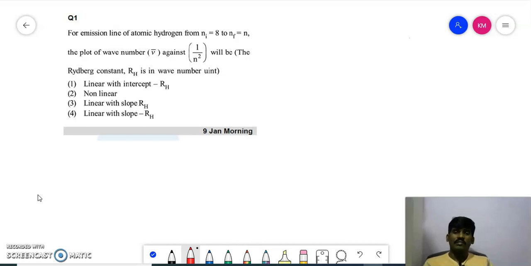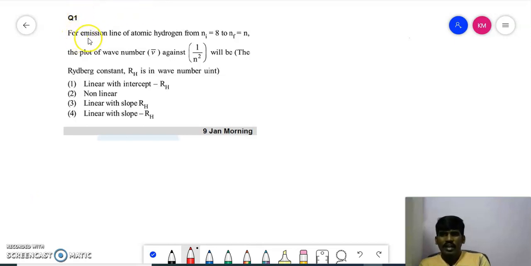In the last session, we had discussed mole concept numericals from the JEE Mains 2019 question paper. In today's lecture, we are going to discuss atomic structure questions which were asked in the JEE Main 2019 question paper. Let's move on to the first question here.